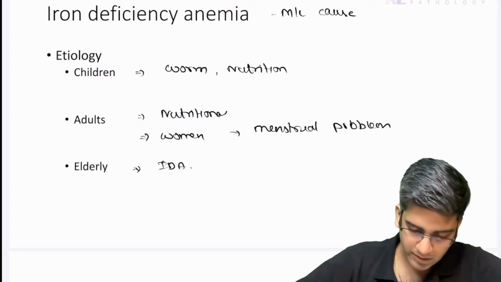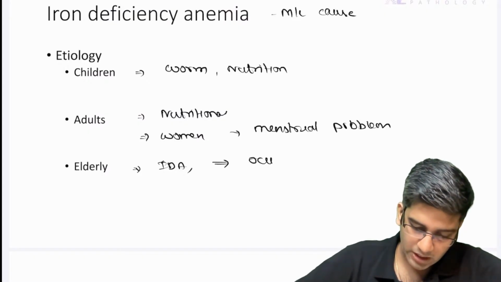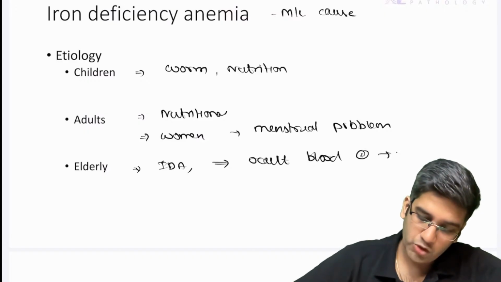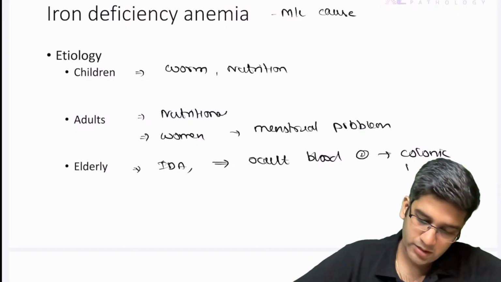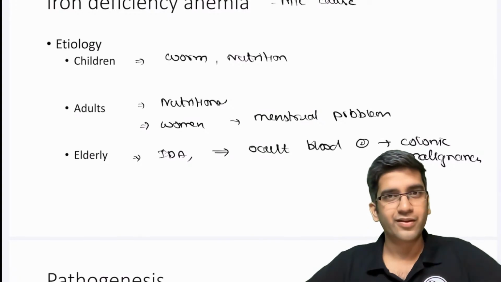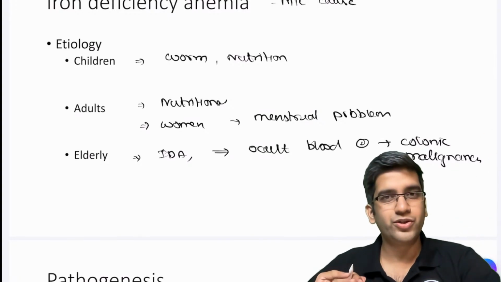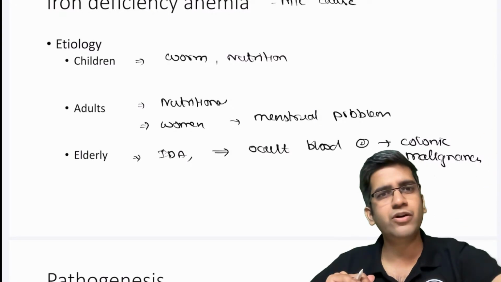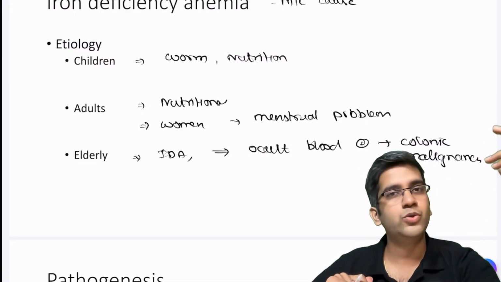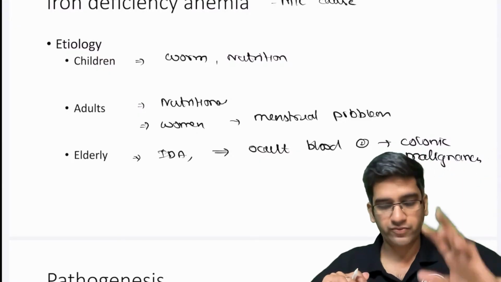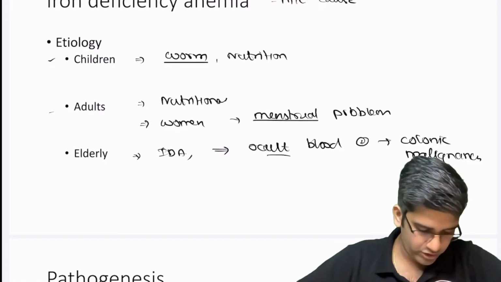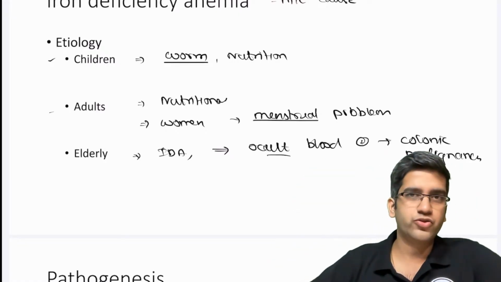An elderly person with iron deficiency anemia, always test for occult blood in the stool. If the occult blood is positive, think of a colonic malignancy, because an elderly person is very unlikely to suddenly have a nutritional deficiency. For 60 years, good nutrition, suddenly there will not be nutrition deficiency. Suddenly worms also will not happen at that point of time. Elderly IDA, check for occult blood loss, if positive, do a colonoscopy, most likely it will be colonic malignancy. I want you to write all this, this is important, and nutrition by default is common across all three age groups.